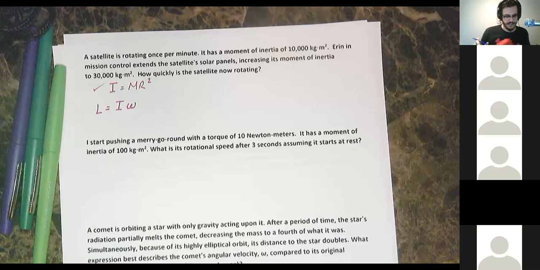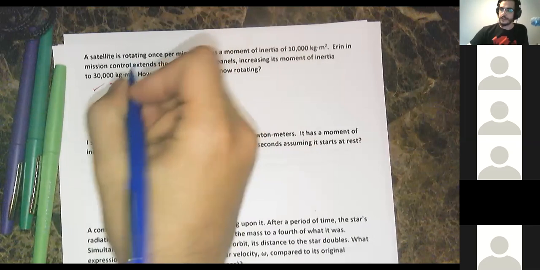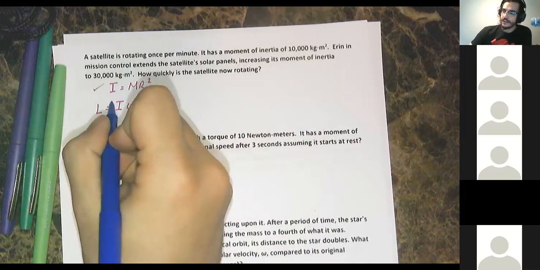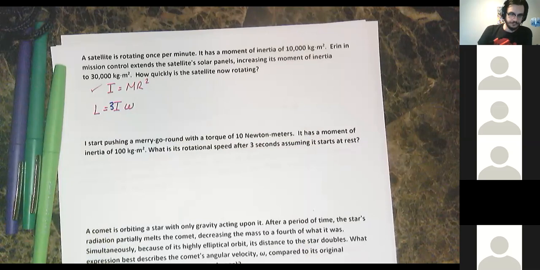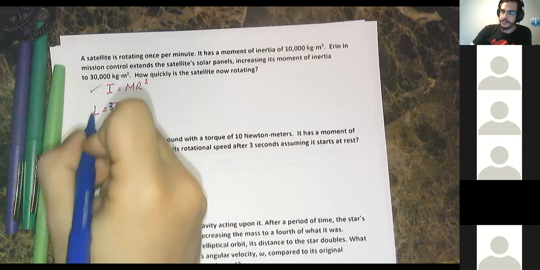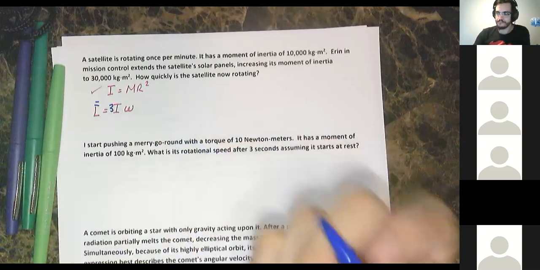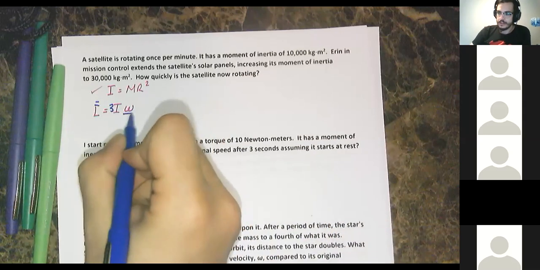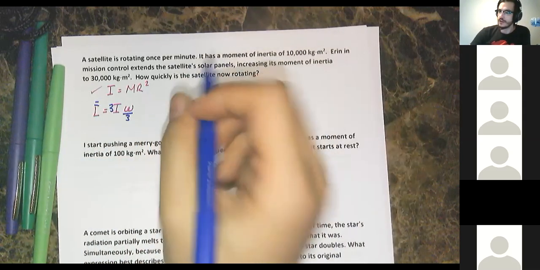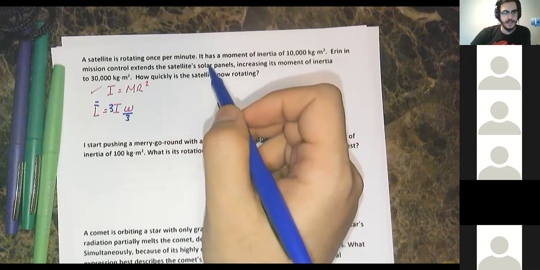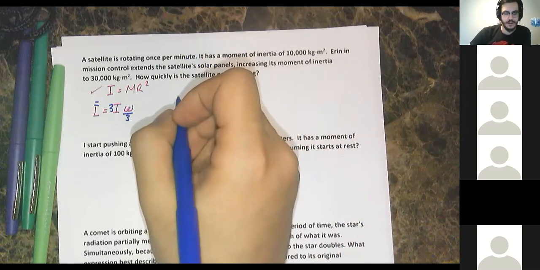So these satellite solar panels open up. One second. Drop my pen cap. All right. These satellite panels open up. The radius changes, causing the moment of inertia to triple. This has to stay the same. So what must happen to our angular velocity? It thirds. It goes down by a third. Right, absolutely. So instead of having one rotation per minute, you would have 1/3 of a rotation per minute.